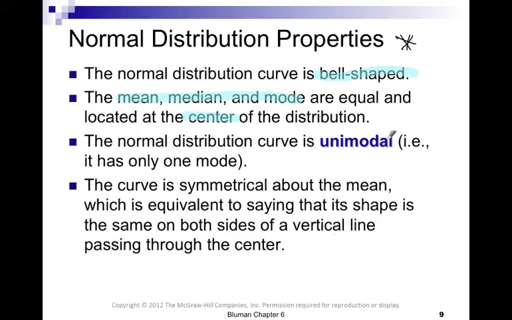The curve is unimodal. That means it just has one peak. It's that middle top is your only peak, so that's one mode, unimodal. It is symmetrical about the mean, which means that if you drew a vertical line through the middle at the mean, it has equal parts on each side of it. It's identical on the left of the mean and on the right of the mean. So the curve is symmetrical about the mean.